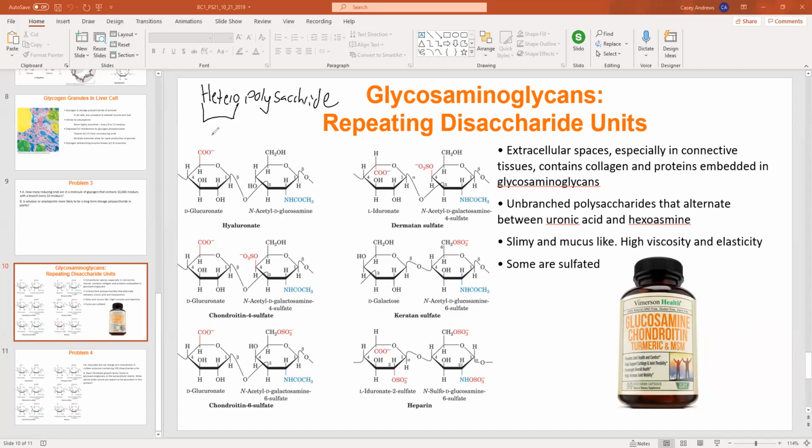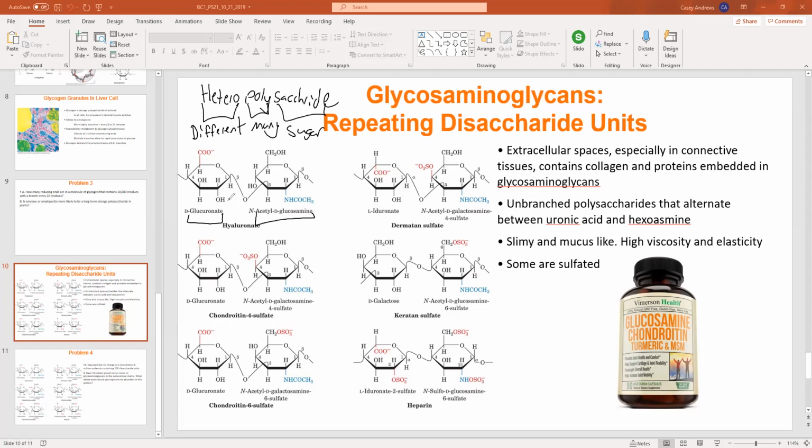So hetero means different. Poly means many. Saccharide means sugar. So heteropolysaccharide means many sugars that are different. So hyaluronate is made out of 2 sugars, glucuronate and N-acetyl D-glucosamine. That's where the hetero part comes from, because they are different.